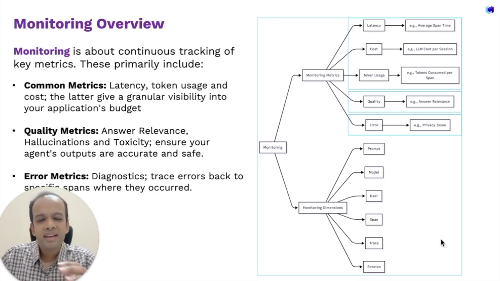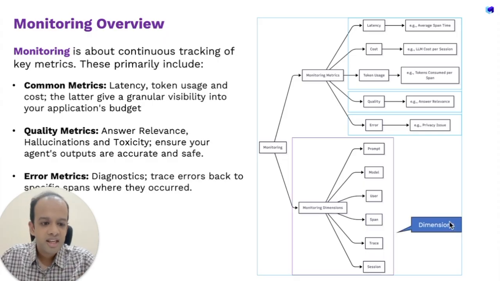Now, at what level can you really perform this monitoring? There are different dimensions. You can do this at a prompt level, at a model level, at a user level, at a span, which means a run level, at a trace level, or session level. This breakup by comprehensively different granularities makes these metrics even more relevant and powerful.